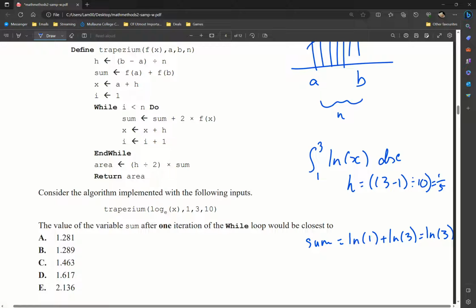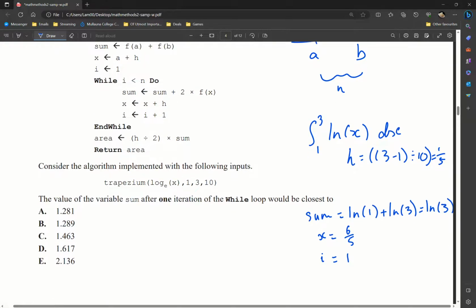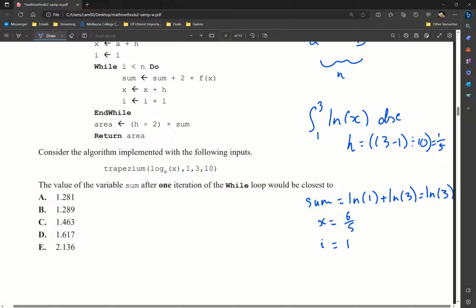I also know, because we're going top to bottom, x would equal a plus h, a being 1 in this scenario and h being of course 1 over 5 as solved earlier, so it'll be 6 over 5. And there is no redefinition, i equals 1. Now we move on to the while loop. Okay, the most important part is that we're looking for the sum. The first line, which says while i is less than n, do, etc., is not particularly relevant in this case. It says after one iteration of the while loop, what is the sum? So we're just focusing on that sum line. It doesn't have i, it doesn't have n, let's just focus on that.